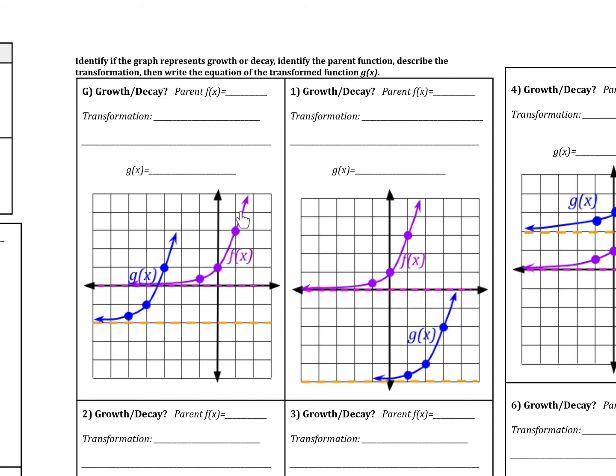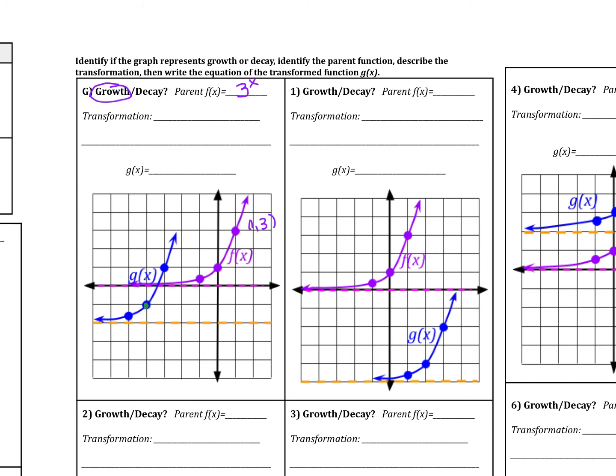And so it's growing, right? It's going up from left to right. So it's a growth. So the number should be greater than 1. And so we see that it's 1, 2, 3, 1 comma 3 is this point. So therefore the parent function is 3 to the x. Now let's find how it's transformed. So we're trying to find the middle point in the g of x, and that is here.